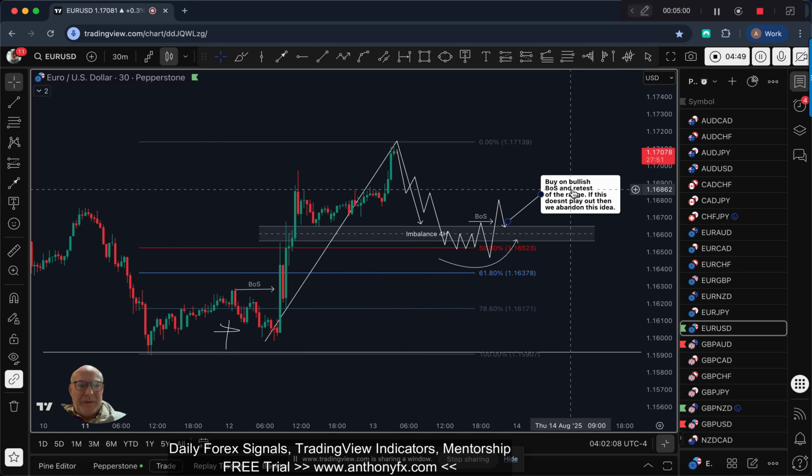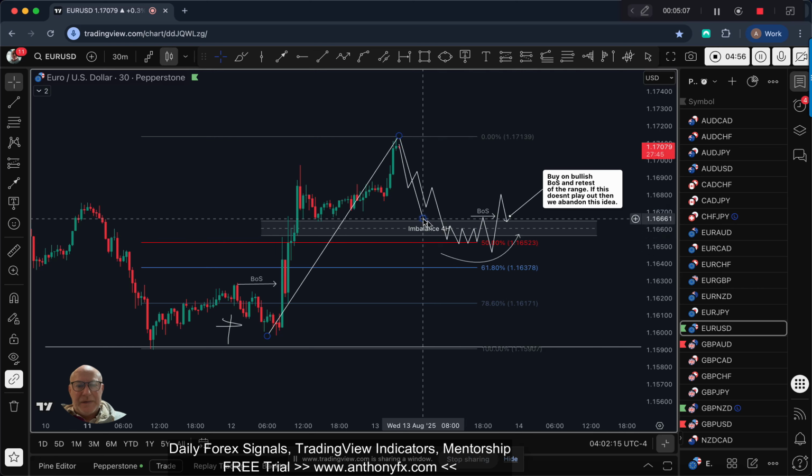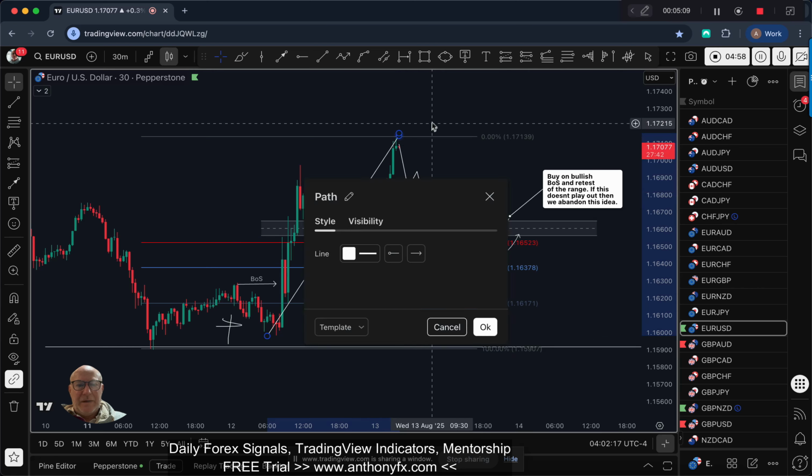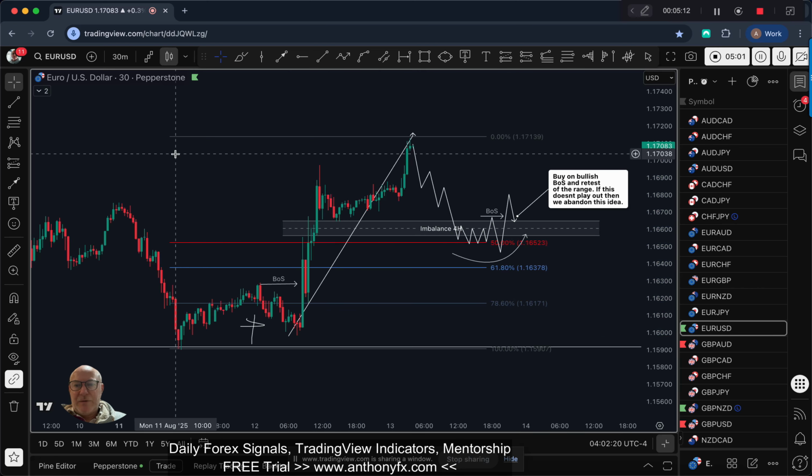So that's my take. Buy on a bullish break of structure and retest of the range. If this doesn't play out, then we abandon it. All right, so that's what I'm thinking. Bullish EURUSD at the moment.